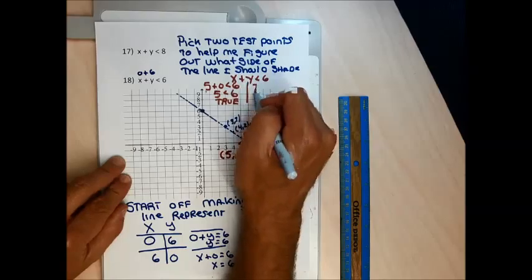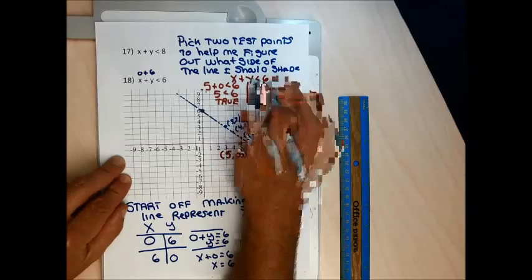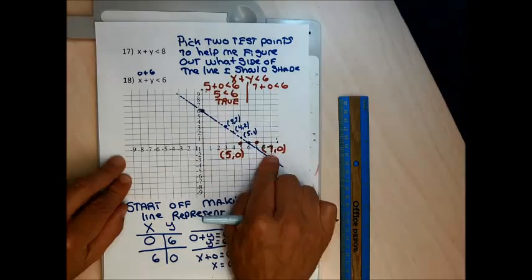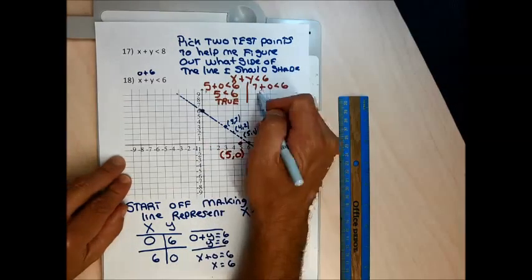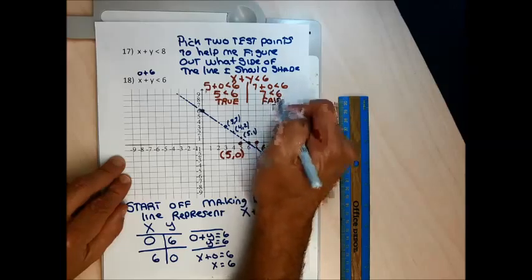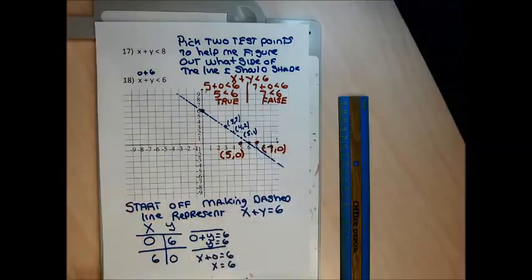I'm going to plug 7 in for that x and 0 for that y. So put 7 and 0 in for x and y. This is going to give me 7 is less than 6. And that's false because 7 is bigger than 6. So I'm actually done. I need to shade over the side of the line that has the true point.